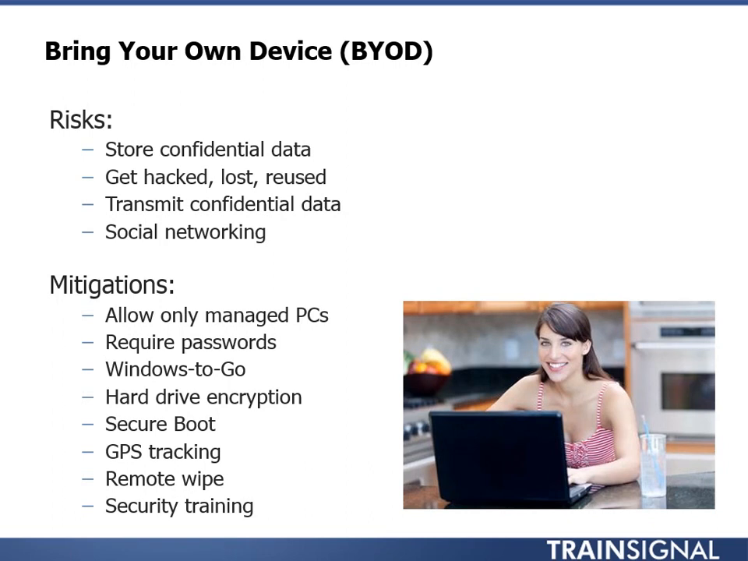Some PCs also have GPS tracking, which, like smartphones, allows you to track them down. And some PCs will have remote wipe capability. So the first time they connect to the internet, they'll pick up your remote wipe signal and clean all the data off. And then, well, you've lost some hardware, but you haven't lost those millions and millions of dollars of confidential documents that are on the PC, right?